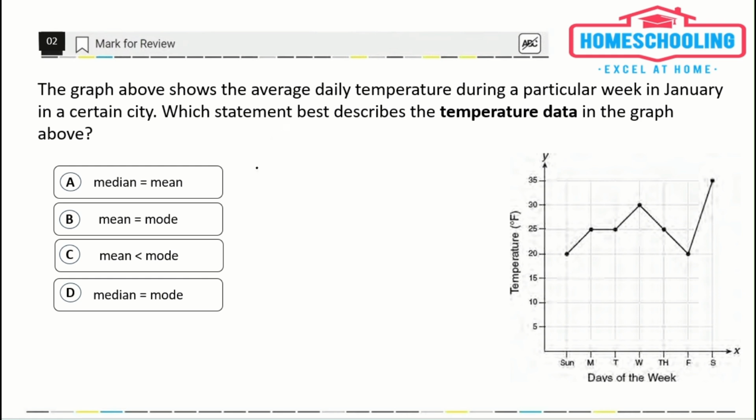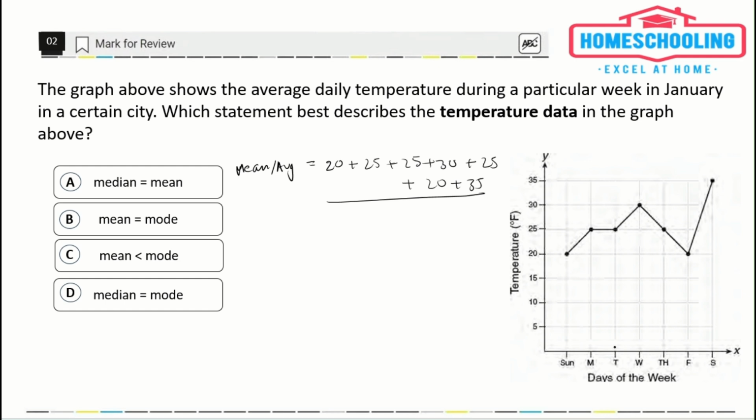So first what we're going to do here is find the mean or average. So average is equal to the sum of all the observations: 20 plus 25 plus 25 plus 30 plus 25 plus 20 plus 20 plus 35, divided by the total number of observations.